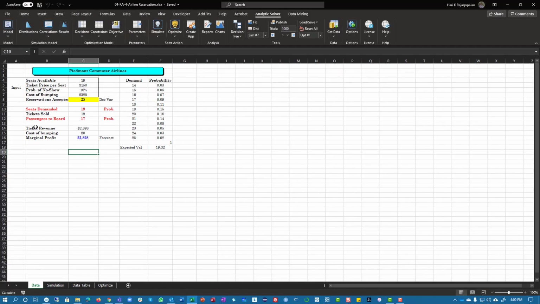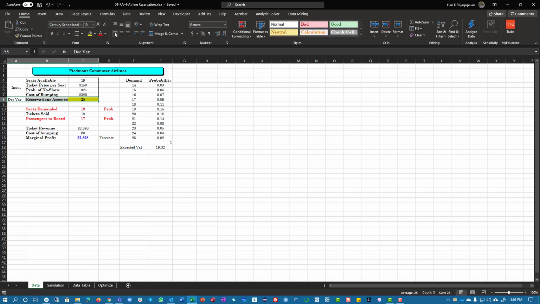Okay, let's look at how we set up the problem. The input is right here. Seats available, ticket price, all of this is given to you. There's no issues here. Your decision variable is how many reservations should you accept. That's your decision variable.